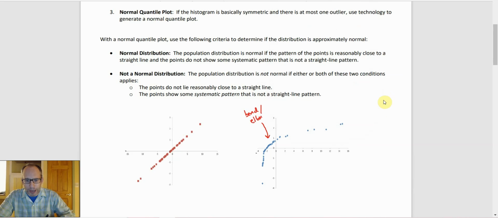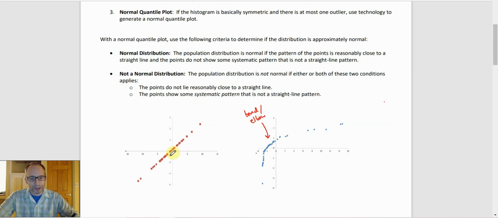You get a bend or an elbow in the graph where it's really steep and then all of a sudden it levels off a lot. That's usually what happens, and that's an indicator that you have a skewed distribution. So the thing on the left is what you really want, and that one's perfect.